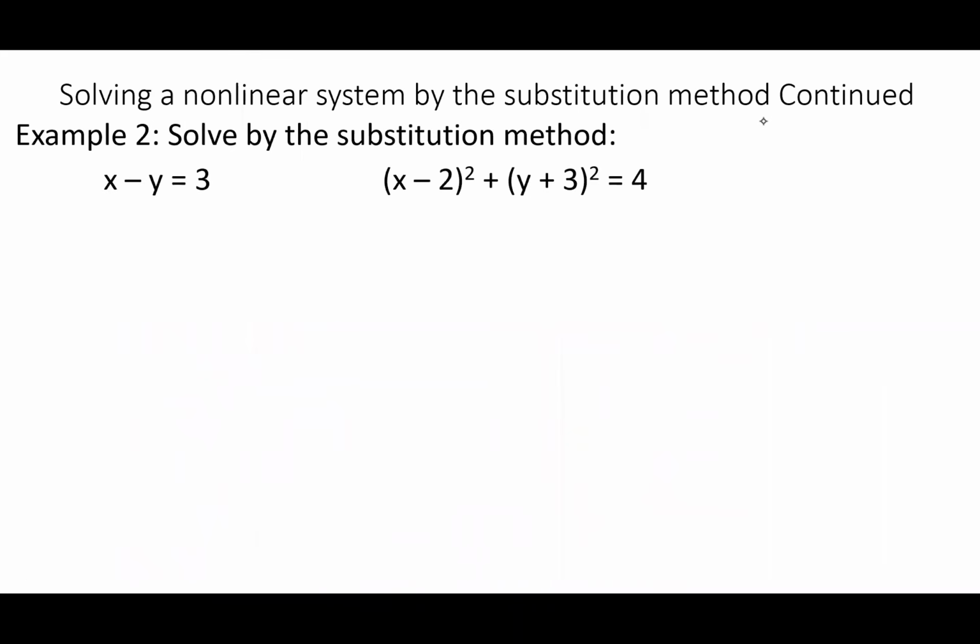All right, let's go to the next one. Still using the substitution method. On the right, we got a circle, and on the left, we got a line. So I'm going to solve this first equation for x. I could also choose to solve it for y if I wanted. And then I'm going to substitute that over here. So now I have x, which is 3 plus y, minus 2 squared plus y plus 3 squared equals 4.